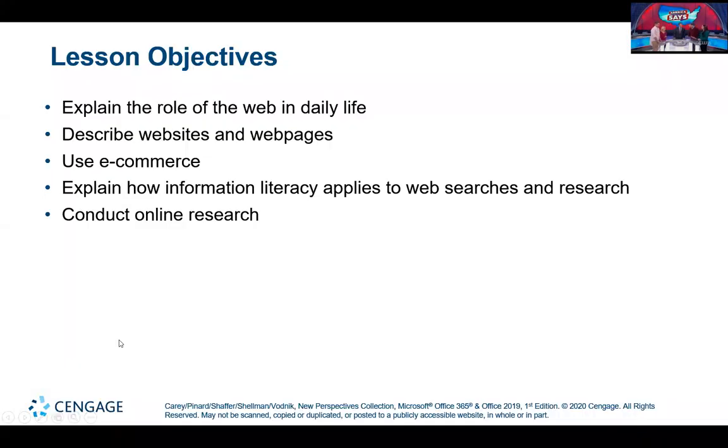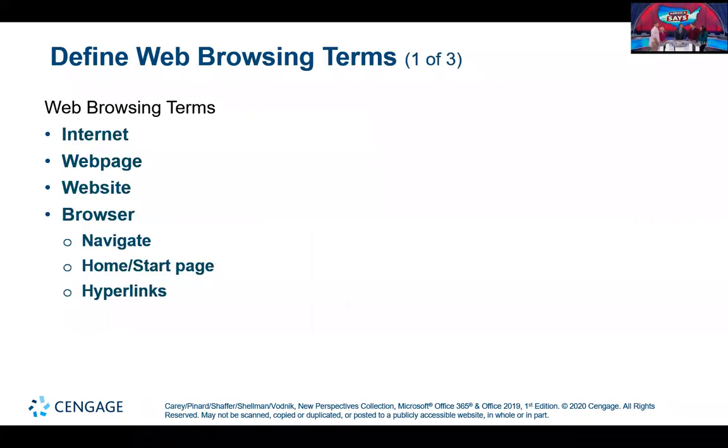Let's talk about the objectives for today. Explain the role of the web in daily life. Describe websites and web pages. Use e-commerce. Explain how information literacy applies to web searches and research, and conduct online research. Some of the terminology that we're going to be using is the internet, of course, web pages and websites. And under browser, we have navigate, home start page, and hyperlinks.